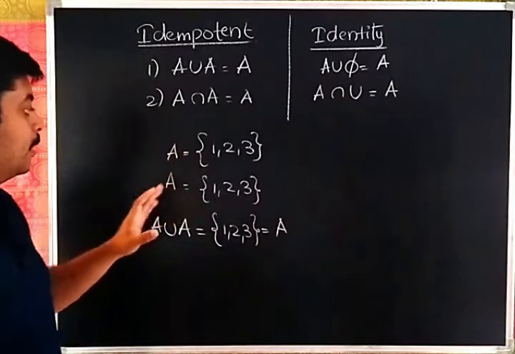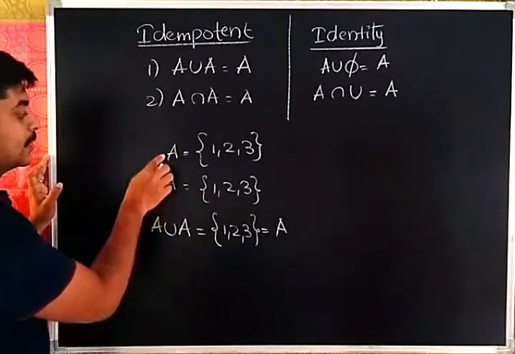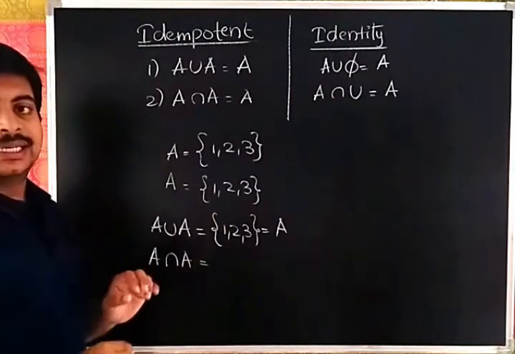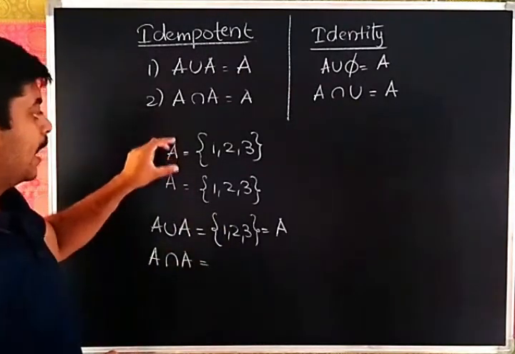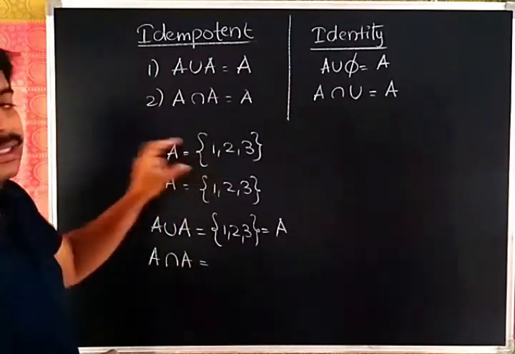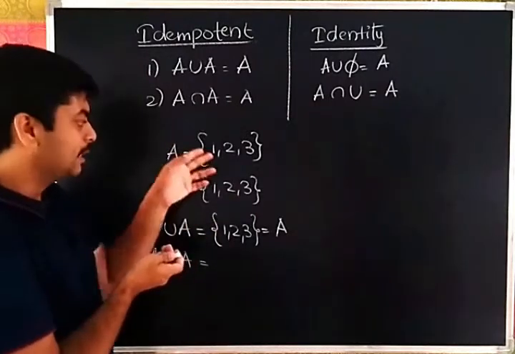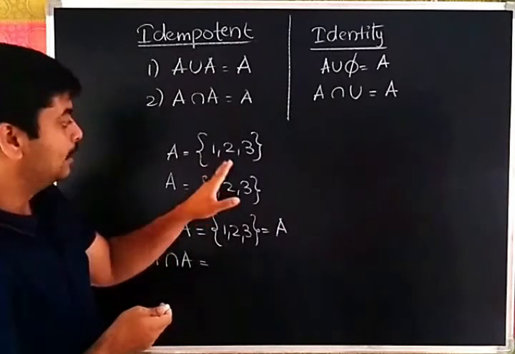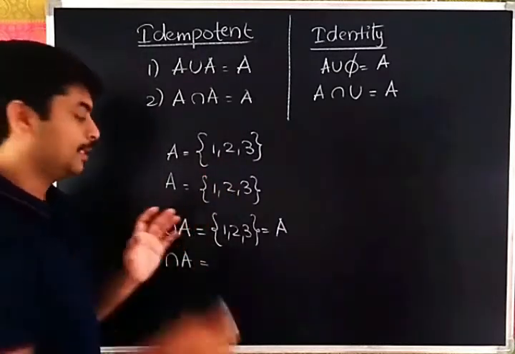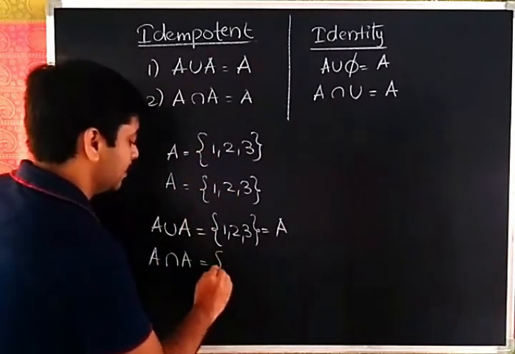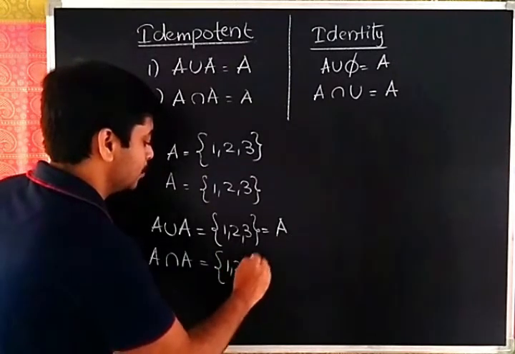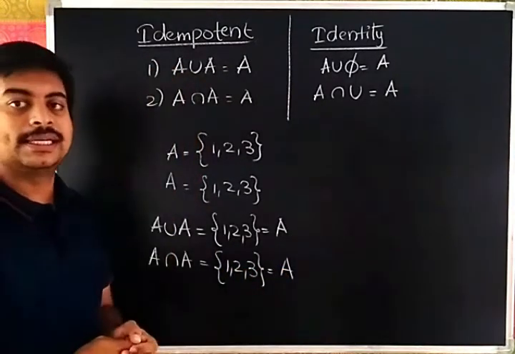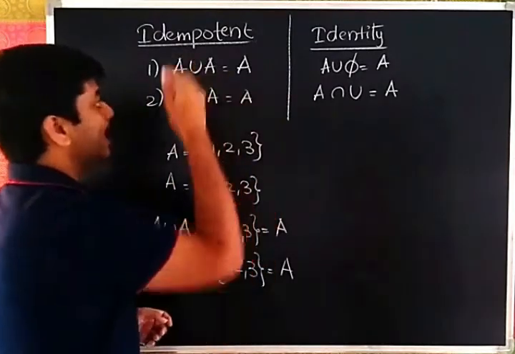In the same example, if you go for A intersection A, what is A intersection A? This one and this one. What are the common elements between these two? As these two are equal sets, all the elements are common between them. So A intersection A will give you the same 1, 2, 3 again. That is again the set A. So this is about idempotent.